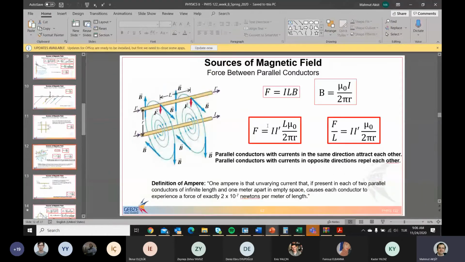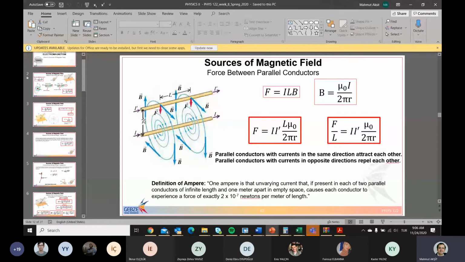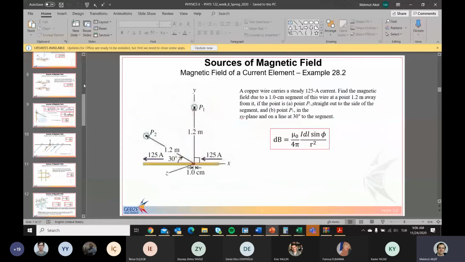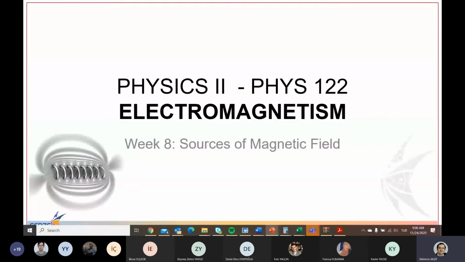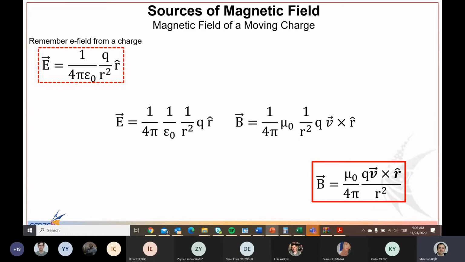Okay, so week 8. We are at week 8, and this is the week 8 subject. In the previous chapter, we dealt with forces on moving charges due to magnetic field. Now we are going to get into the source of magnetic field. How do you make a magnetic field? The magnetic field is generated by moving charges. We kind of mentioned that before.